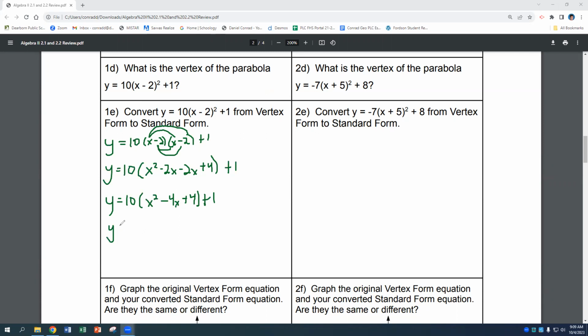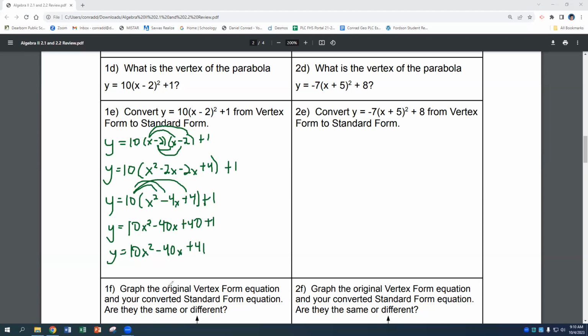So y equals. Okay, now I'm going to distribute my 10. So 10 times x squared is going to give me 10x squared. 10 times -4 is going to be -40x. 10 times 4 is going to be 40. And then I have this +1 on the outside. So I'm going to end up with 10x squared minus 40x plus 41.